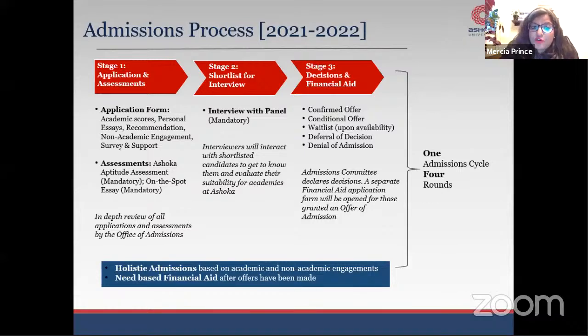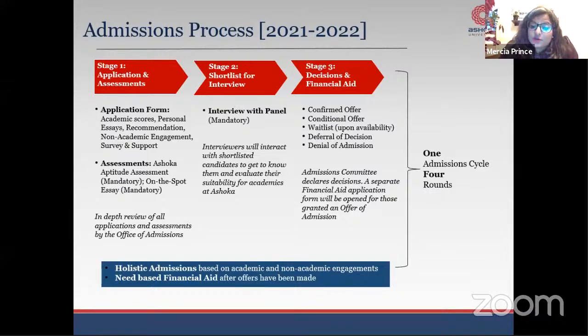The application form, you will notice, has sections about personal details, academic scores, personal essays, a letter of recommendation, non-academic engagement, and then some survey and support sections. Once you submit an application form, within the same stage, you write your mandatory assessments. The assessments have 2 parts, and I'll talk more about them as I go along: the Ashoka aptitude assessment and the on-the-spot essay.